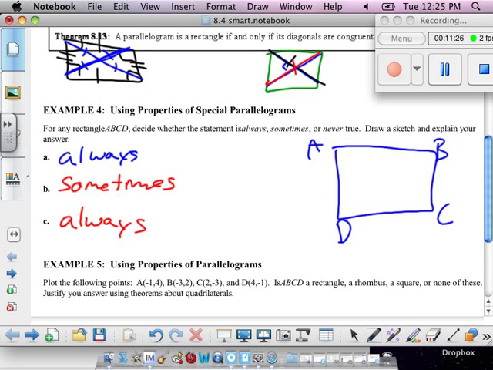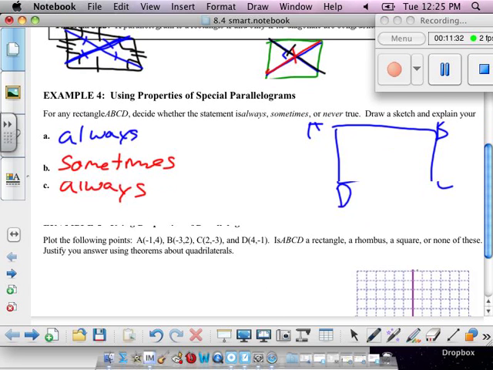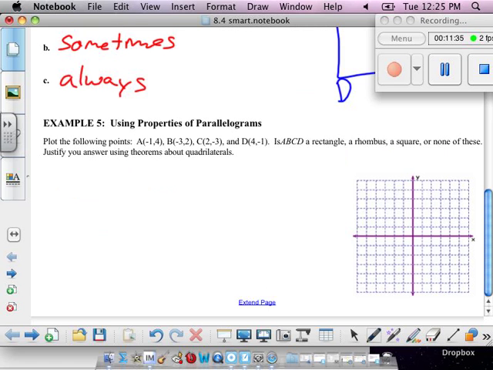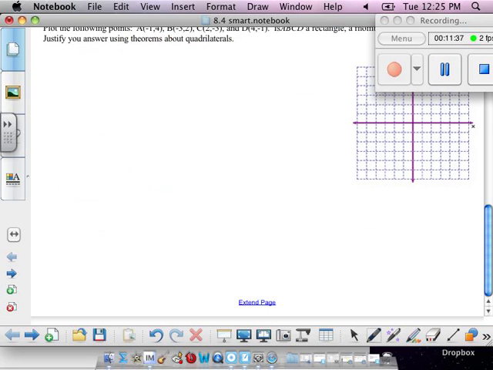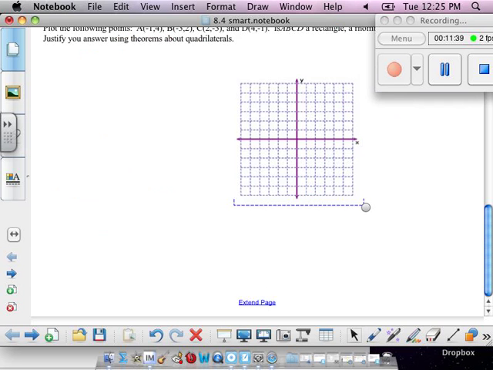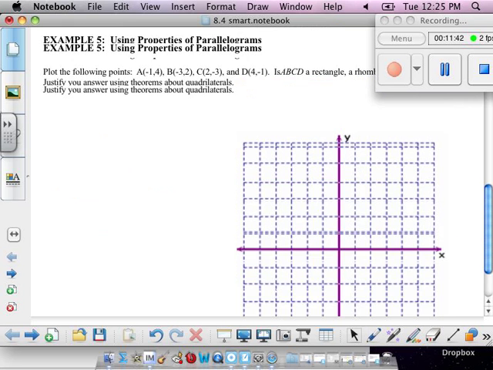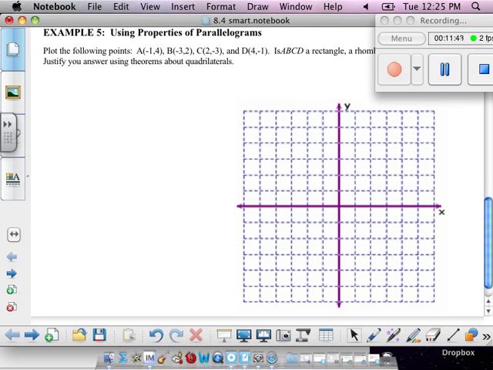And we are going to plot these 4 points, because we're going to figure out if it's a rectangle, rhombus, square, or none of these. Okay? You need to be doing this, Michael. Where's your pencil? Actually doing the rectangle. Good. Now you need to do this.